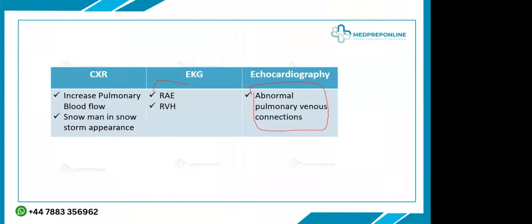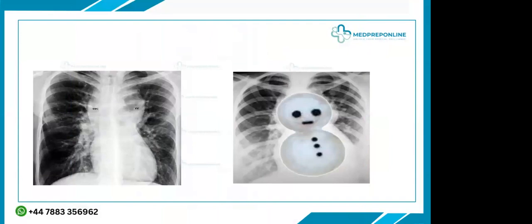On EKG, there is right atrial enlargement and right ventricular hypertrophy. On chest X-ray, there is obviously increased pulmonary blood flow, and there is a snowman in a storm appearance. I will show you that. This is what you are going to have.